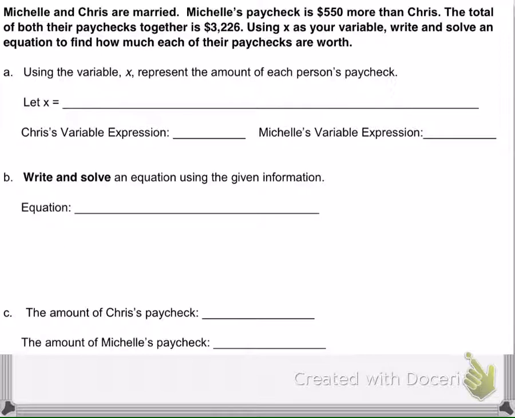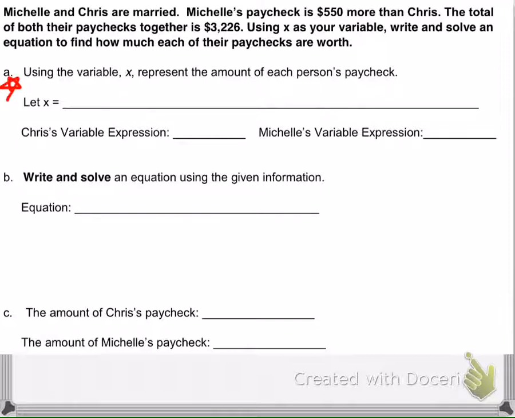In this problem, it says Michelle and Chris are married. Michelle's paycheck is $550 more than Chris's. The total of both their paychecks together is $3,226. Using X as your variable, write and solve an equation to find how much each of their paychecks are worth. They didn't tell us what X was going to be, so that's what we have to decide right here.